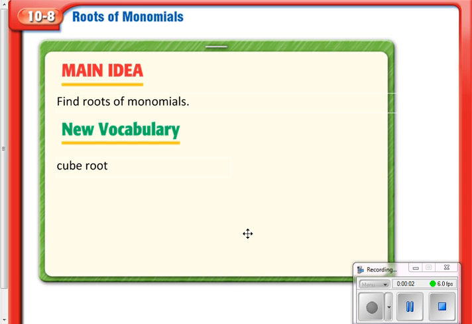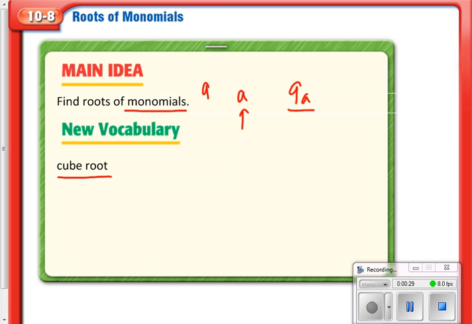10.8 is on roots of monomials. Reminder, monomials can be numbers such as 9, or a variable such as a, or 9a. These are all examples of monomials. So it could be a numeric value, a variable, or the product of a number and a variable. What you're going to do today is simplify these using the cube root and the square root.